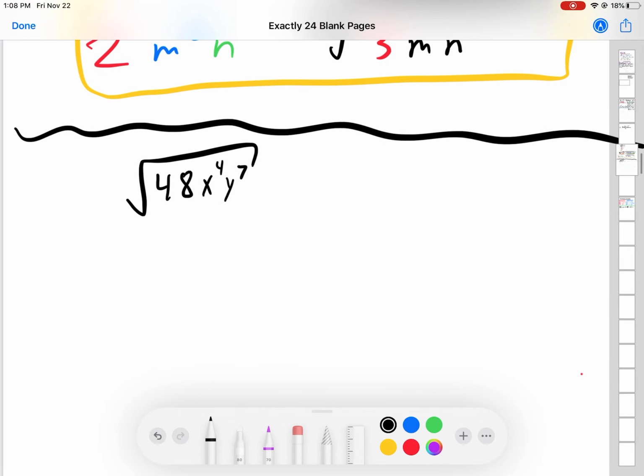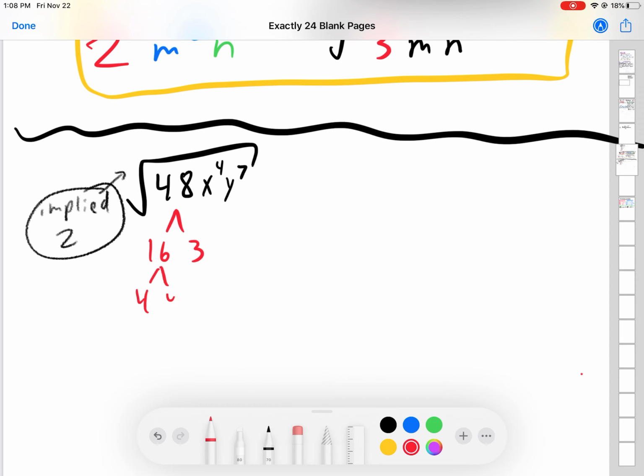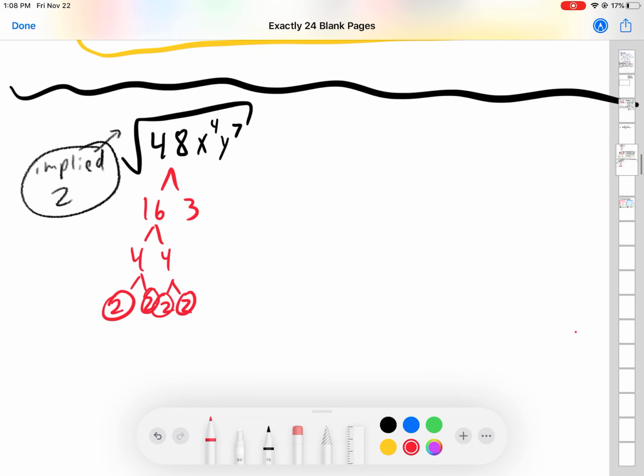Now, even though there's not a number right here that tells you what groups you're circling, there's always an imaginary 2, like an implied 2, because it's a square root. You're circling groups of 2. So let's break down 48 real quick. Let's do 16 and 3. 16 will be broken down 4, 4. This would be 2, 2, 2, 2. So you have 1, 2, 3, 4 2's. And a 3.